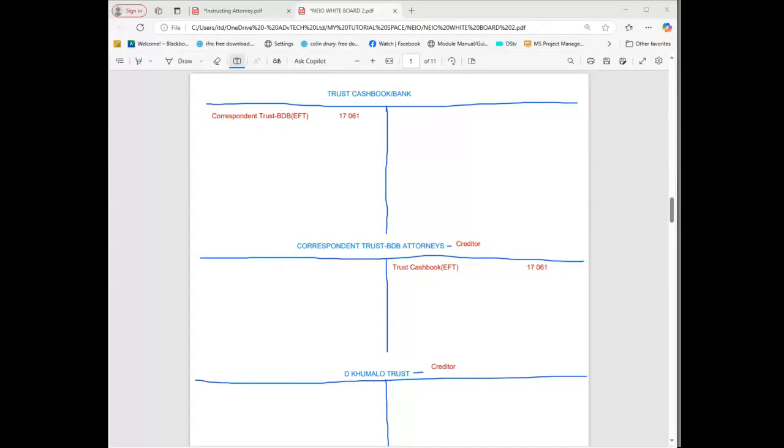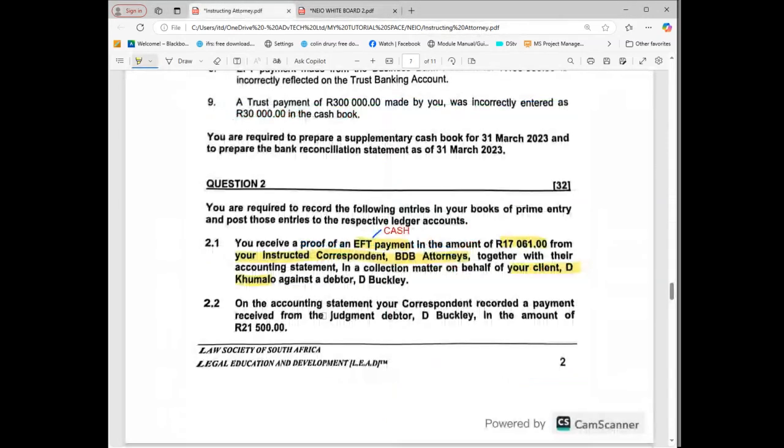Now, the amount that we collected, remember that is not the cash that we actually received. In other words, the correspondent went to collect, and managed to collect that amount of money. Let's check 2.2, where on the account statement your correspondent recorded a payment received. This is what they collected: 21,500. If we didn't have any other agreement with them, this was supposed to be the money actually received.